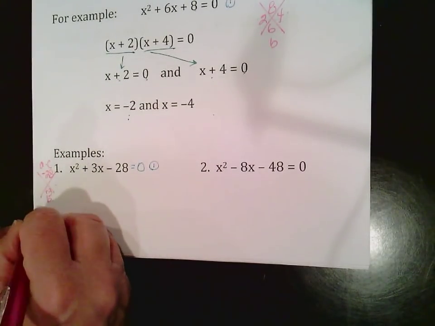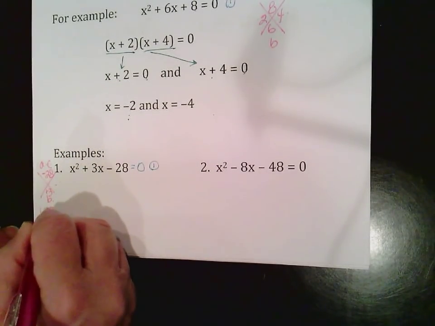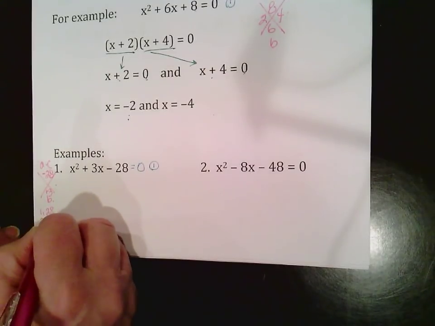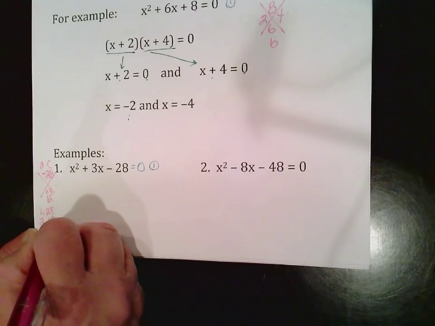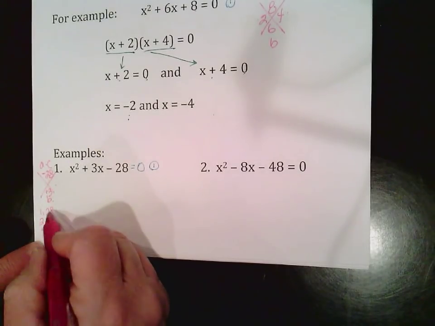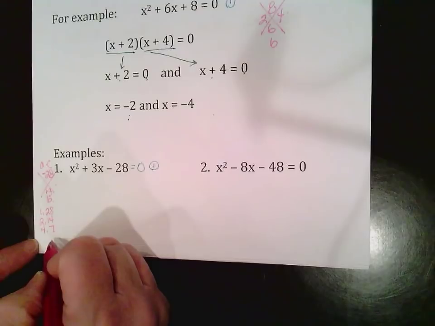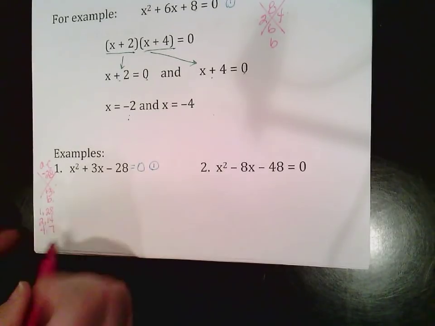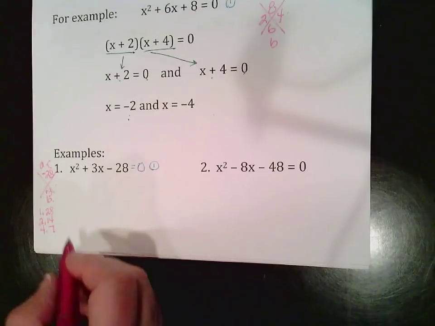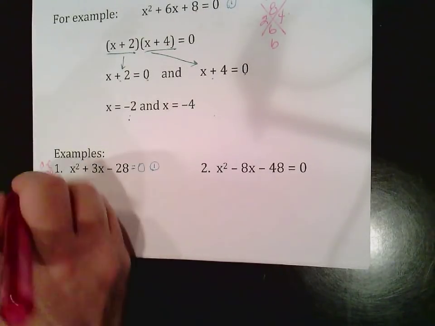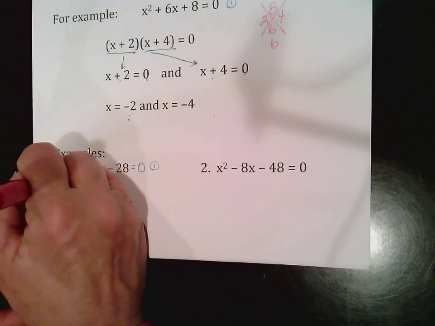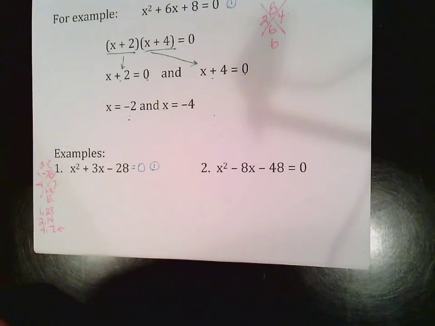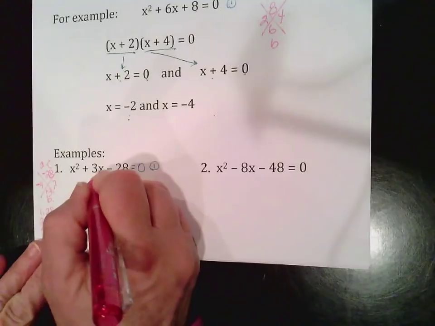The factors of 28 are 1 and 28. 2 goes into 28 14 times. 3 doesn't go. 4 goes into 28 7 times. 5 doesn't go, 6 doesn't go, and we're back to 7. So these are the only factor pairs. And it looks like these two, 4 and 7, would subtract to be 3. So it's going to be 4 and 7. I want the positive on the 7 and the negative on the 4 so that I get the positive 3. And that's what I'm going to split this middle term into.